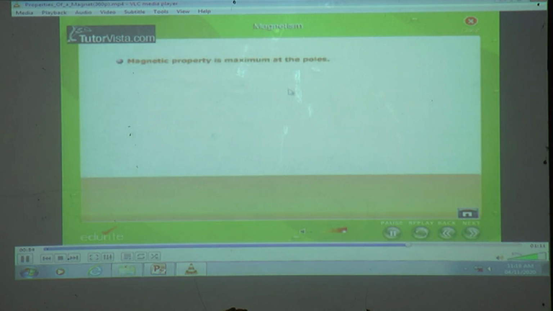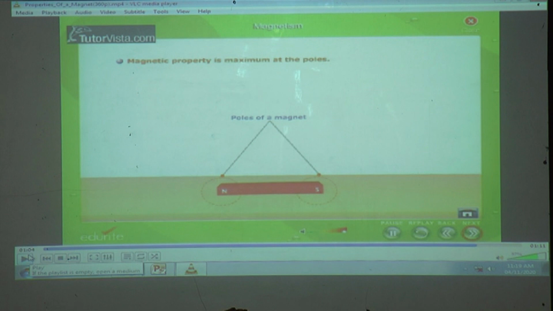Magnetic property is maximum at the poles. It is found that the property to attract magnetic substances is maximum at the poles. See, this is another one, magnetic property is maximum at the poles. When we dip a magnet into iron substances, we will find that the iron substances are attracted towards the north and south pole. So at the poles the magnetic property is maximum, and at the center it is minimum as compared to the poles.